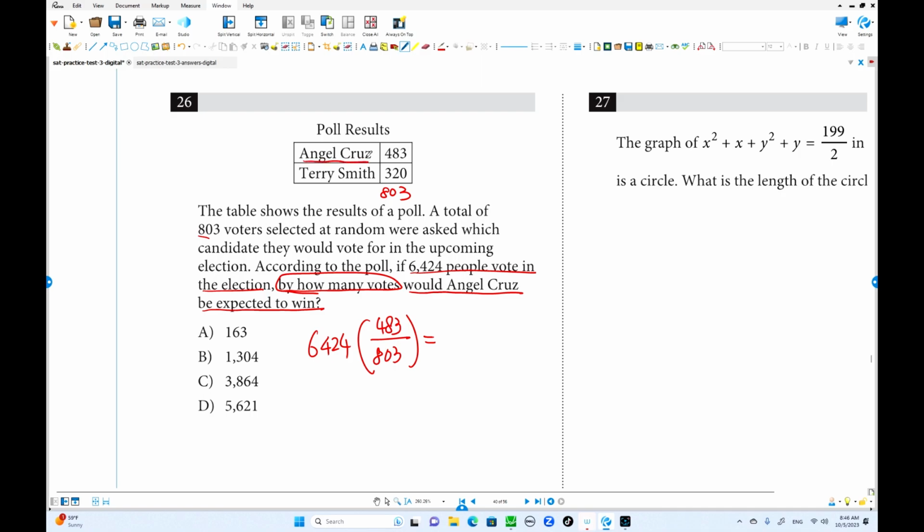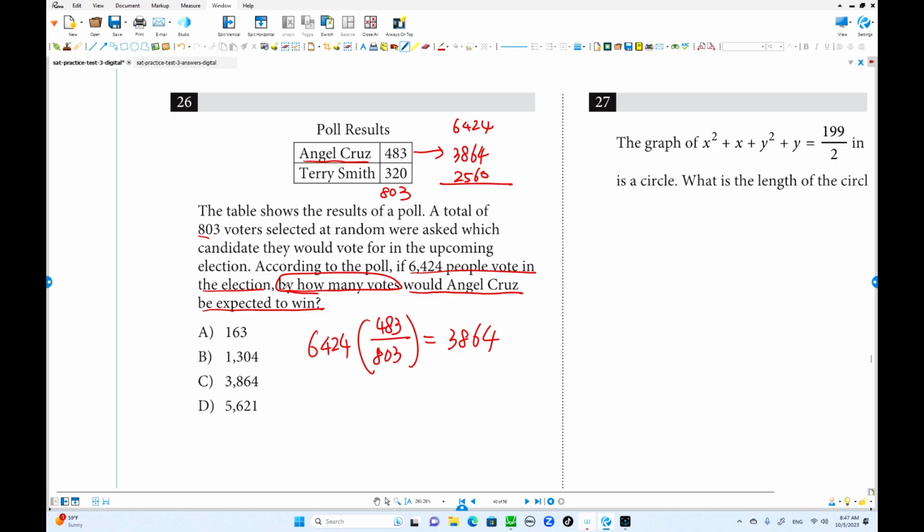So how much is this one? I'm going to use my calculator over here to make it easy. That is 3,864, okay? This is Cross. In a sample of 6,424, with the same proportion, this is 3,864. So the other one is what? 6,424 minus 3,864. How much is that? 2,560.